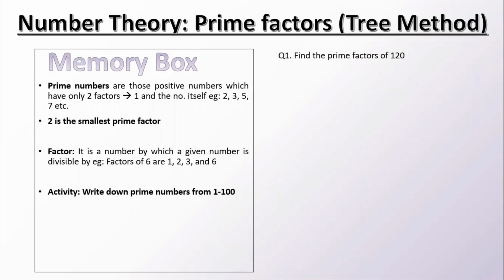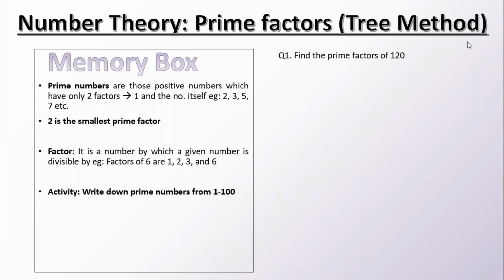A factor is a number by which a given number is divisible. Example, factors of 6 are 1, 2, 3 and 6 itself. As a part of a small activity, I would want you all to pause this video and write down all the prime numbers that you all can think of from 1 to 100.